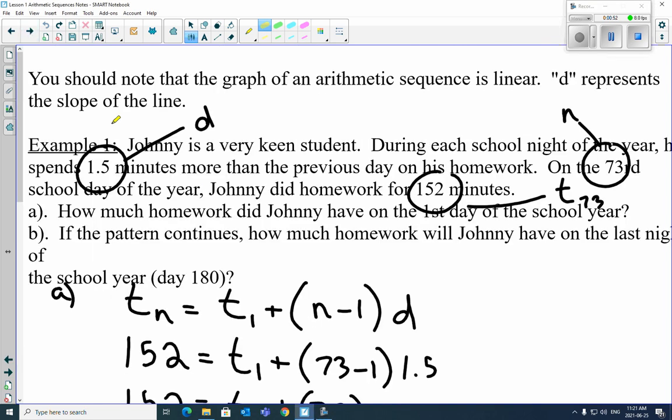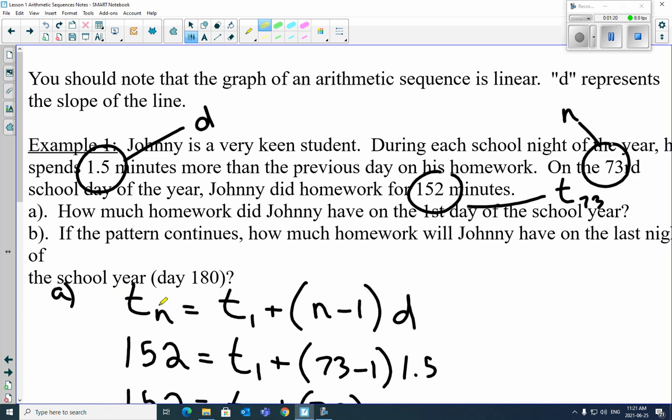What we have here is linear, right? Anytime we have an arithmetic sequence, it's linear, so it forms a line. We have a slope and we have an intercept. So Johnny's a keen student. During each school year, he spends 1.5 minutes more than the previous day on his homework. So he starts off, then 1.5 more the next day, and 1.5 more the next day, more and more. On the 73rd school day, he did 152 minutes of homework. We want to figure out a couple of things. How much homework did Johnny have on the first day of school?